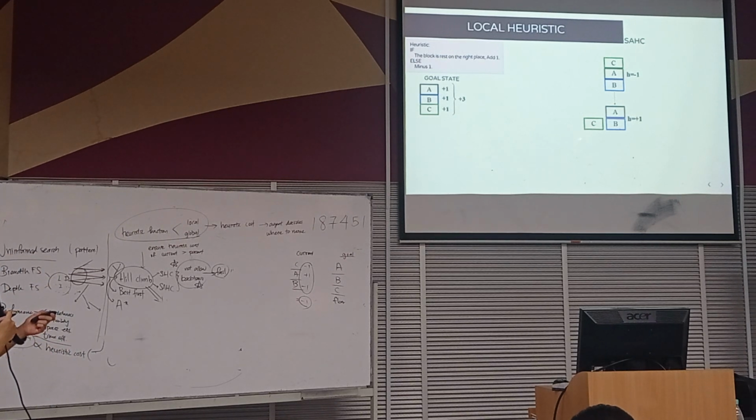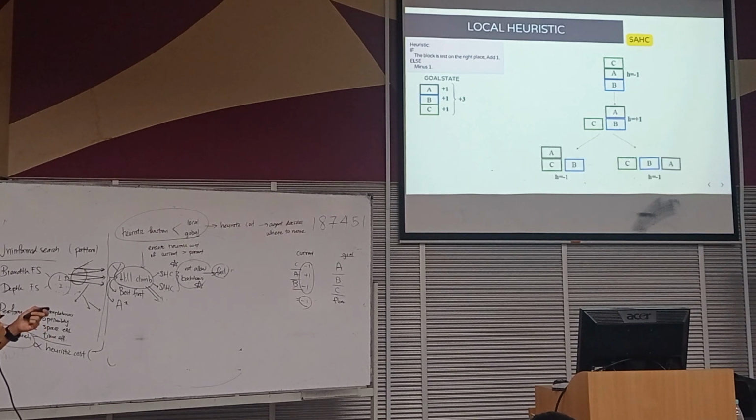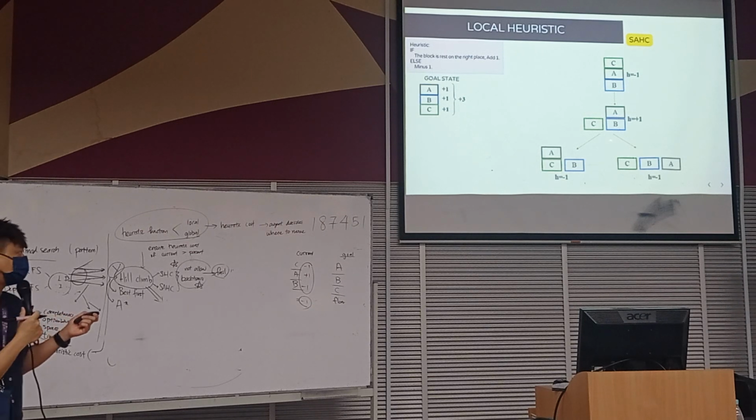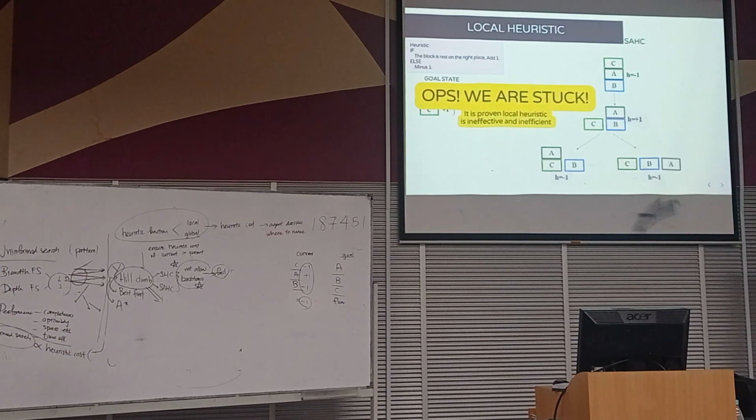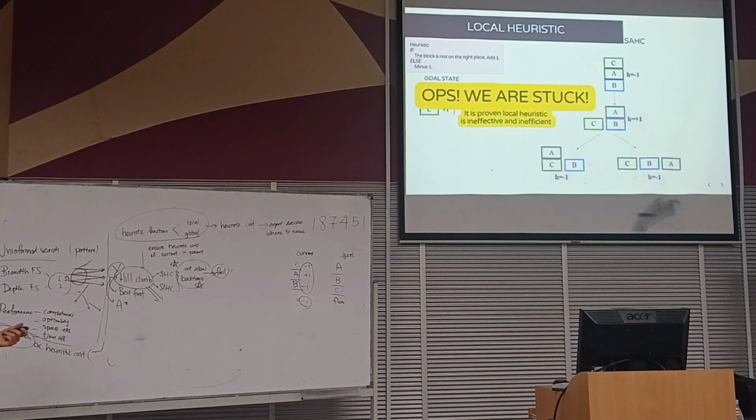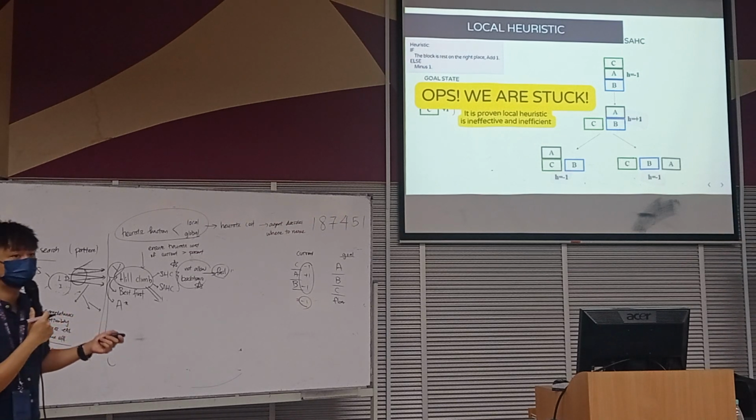Alright. So, is positive 1 better than negative 1? Yes. So we expand all. There are two possible movements here. You can either put A on the floor, or you can also put A on the C. So you have two possible movements. Again, calculate the heuristic cost. You have negative 1 here, and negative 1 there. Both are worse than the parent state. So we get stuck. By using local heuristic functions, you can see it's not very efficient. You get stuck here.